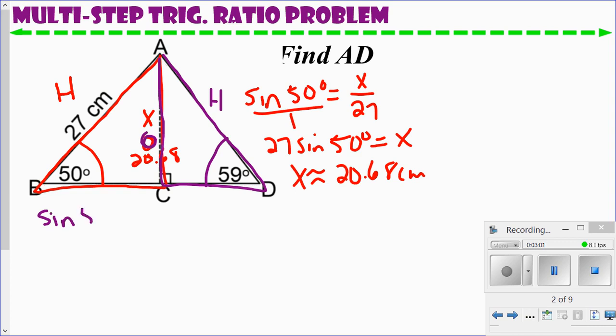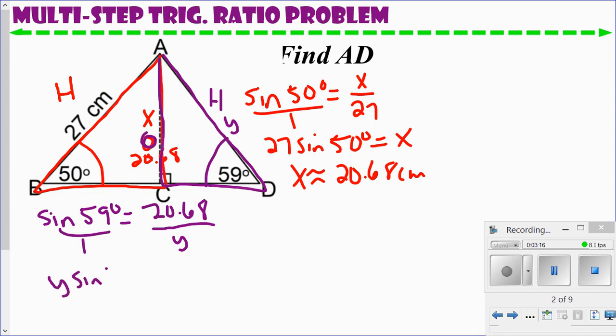So sine of 59 degrees is equal to opposite, which is 20.68, divided by hypotenuse. I'll just call that y. So cross multiplying, y times sine of 59 degrees is equal to 20.68. So I know to solve that, I'm going to divide both sides by the sine of 59 degrees.